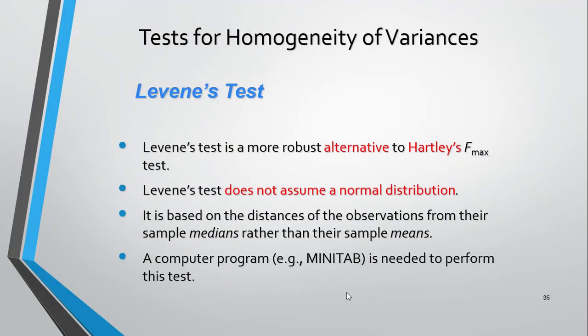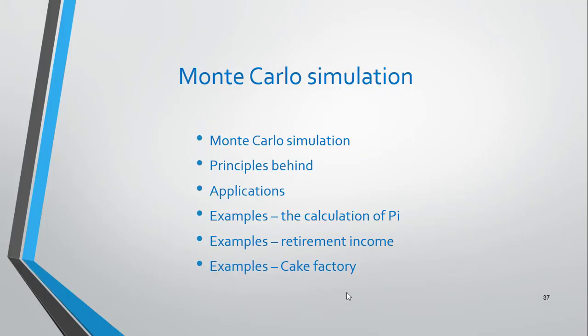Okay, that's all we have for ANOVA. Next topic is Monte Carlo simulation. You probably heard about this from the press or from other sources. So what is Monte Carlo simulation, and how can we use that in business applications? We talk about that and the principles behind it. We will talk about 3 examples to give you an idea of this application.